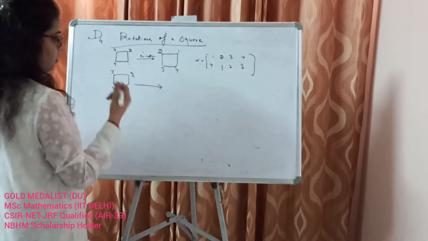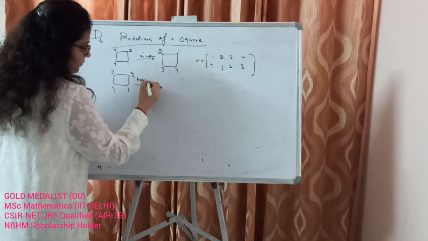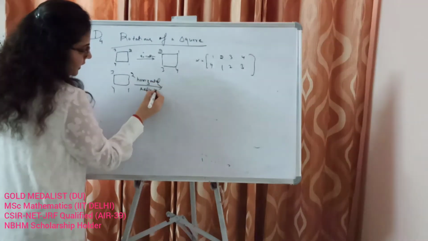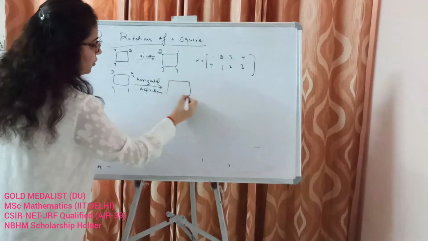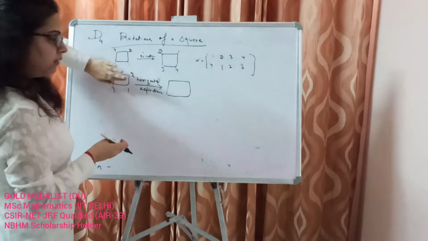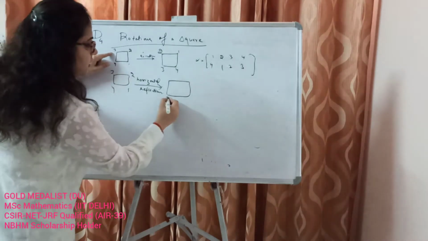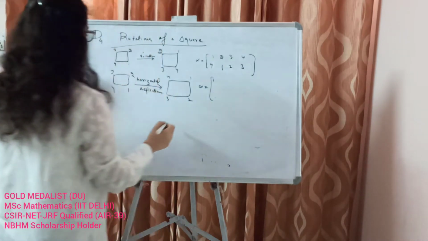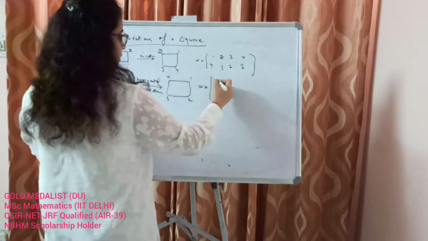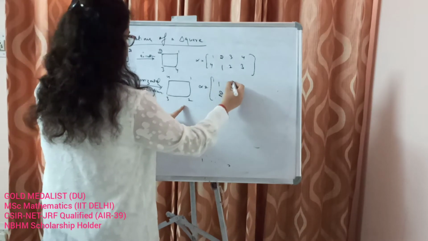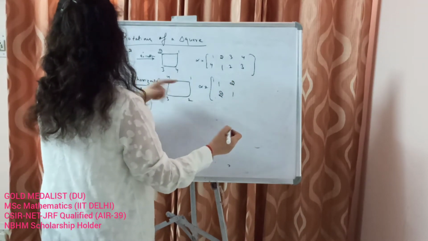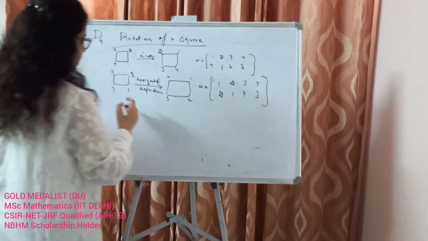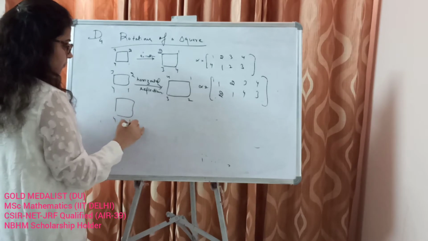This is horizontal reflection. Apply horizontal reflection, and what do you get? This is like flipping. Okay. So this is 3, 2 and 4, 1. Now what is the permutation here? 1 is going to 2, 2 goes to 1, 3 goes to 4, and 4 goes to 3. Similarly, we have vertical reflection.